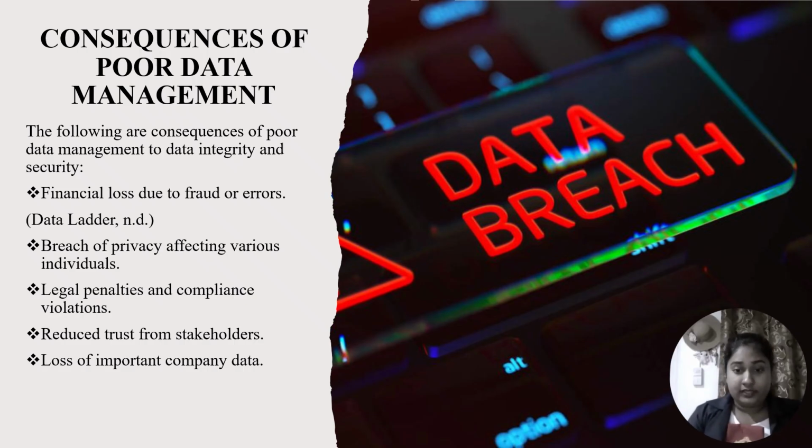It can also lead to breaches of privacy, legal penalties, reduced trust, and loss of important data. For instance, a hospital losing patient records could face lawsuits, lose the trust of patients, and risk patient safety. A business leaking customers' info can be fined under data protection laws.